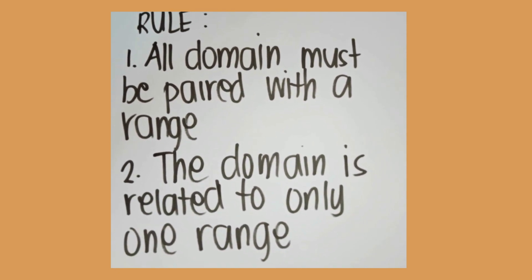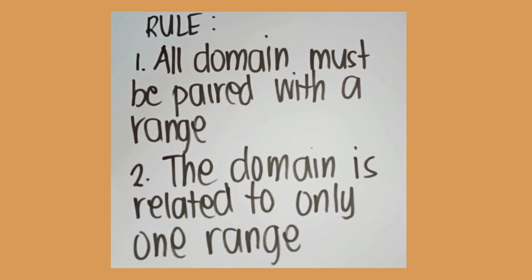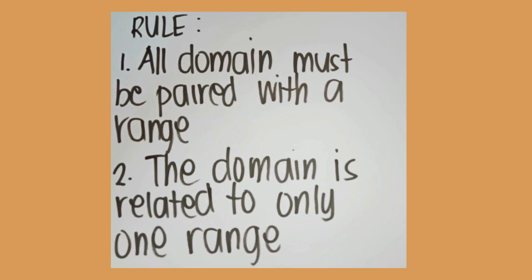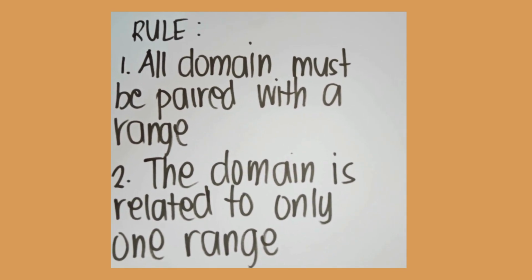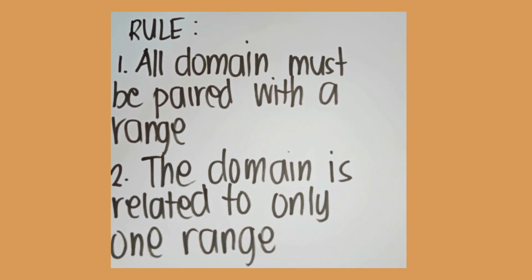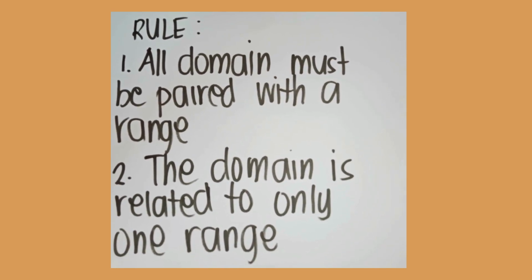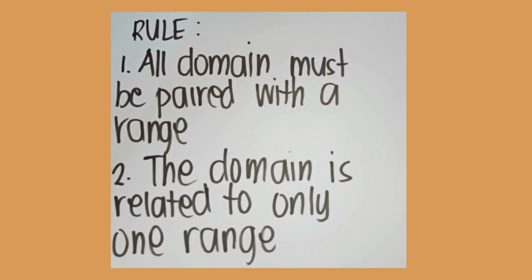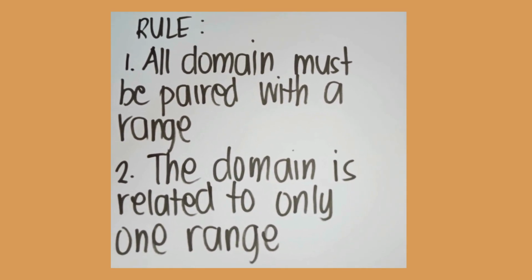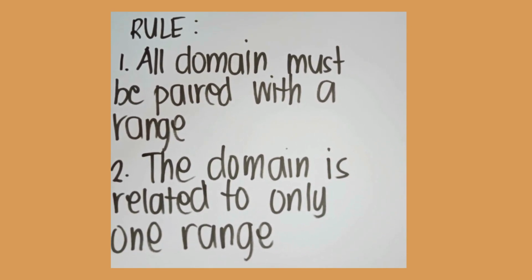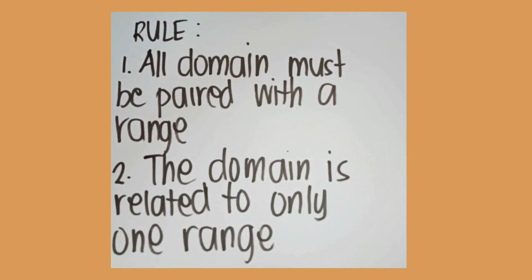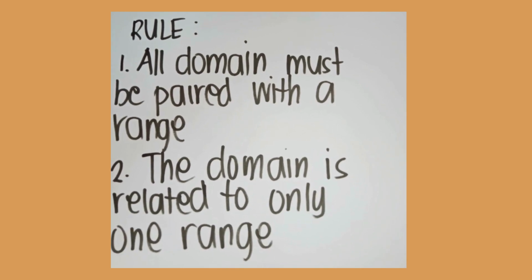A function is a relation where each element in the domain is related to only one value in the range by some rule. So, meron naman tayo yung tinatawag na function. Ano naman yung function? Bago natin masabi na function siya, meron tayong dalawang rule na sinusunod. Una, all domain must be paired with the range. Dapat daw lahat ng domain merong kaparehas na range. Number 2, the domain is related to only one range. So, dapat, ang domain, meron lang isang kapares na range. Hindi pwedeng dalawa ang range.